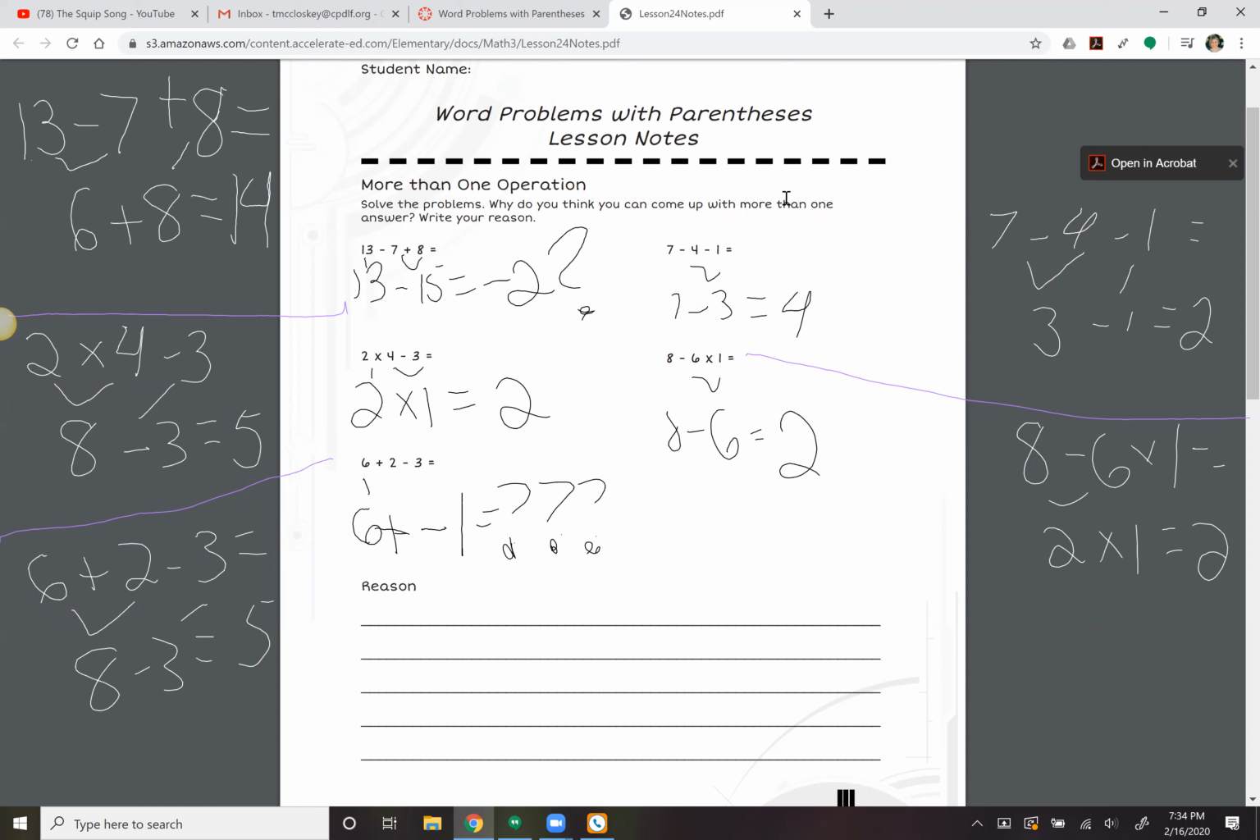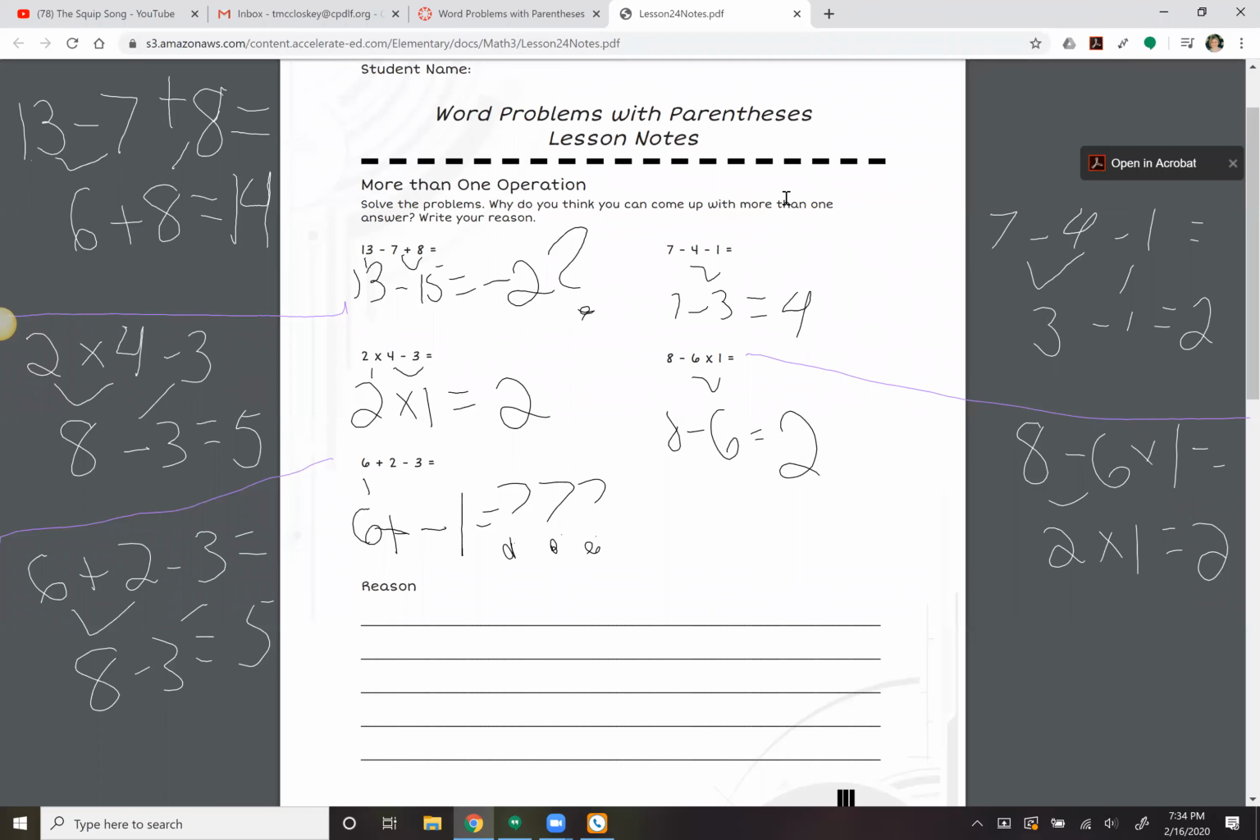So you should have tried to solve the problems as many ways as you could. So I only did 2 ways for each problem, and yours might look like mine or they might look very different, and that's okay. That's the whole point of us doing this.